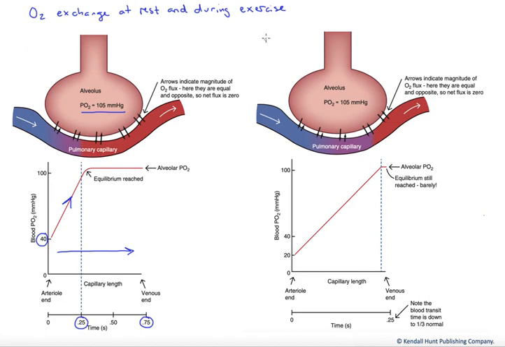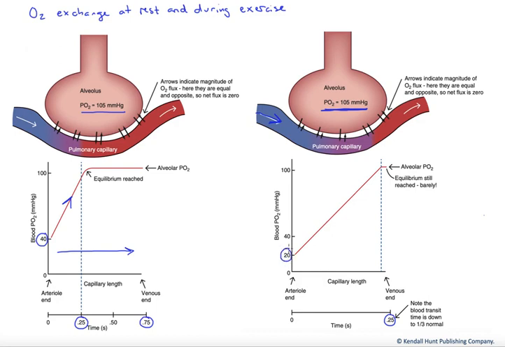Well, let's come over to the right here during exercise. We still maintain our alveolar PO2 of 105 through increased ventilation stimulated during exercise. However, our pulmonary capillary blood flow has now also increased dramatically. Cardiac output has gone up several fold. This means that we're going to spend less time in those pulmonary capillaries with the blood flowing more quickly, only about 0.25 seconds. Also, our gradient has gotten a bit bigger, driving oxygen into the bloodstream.